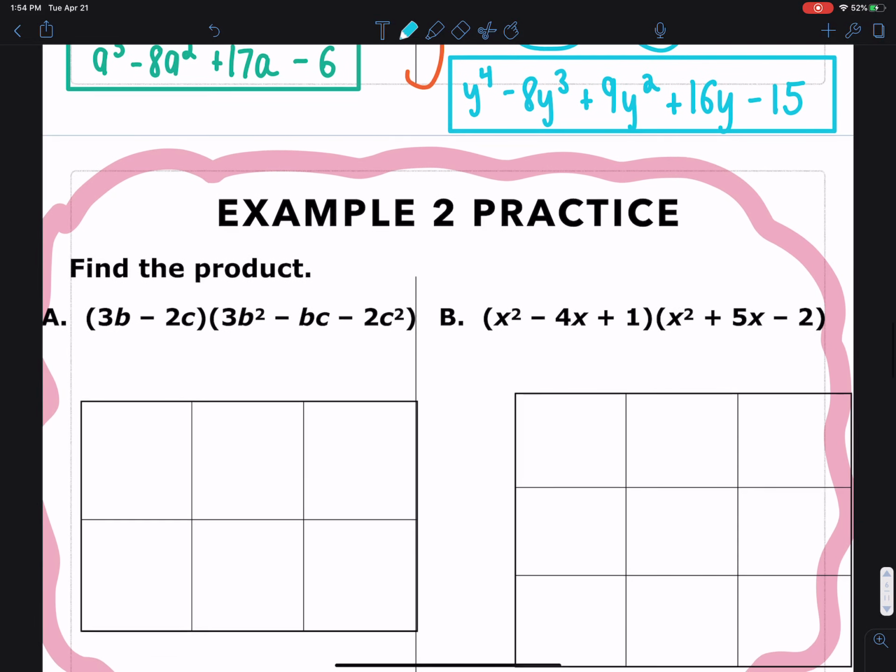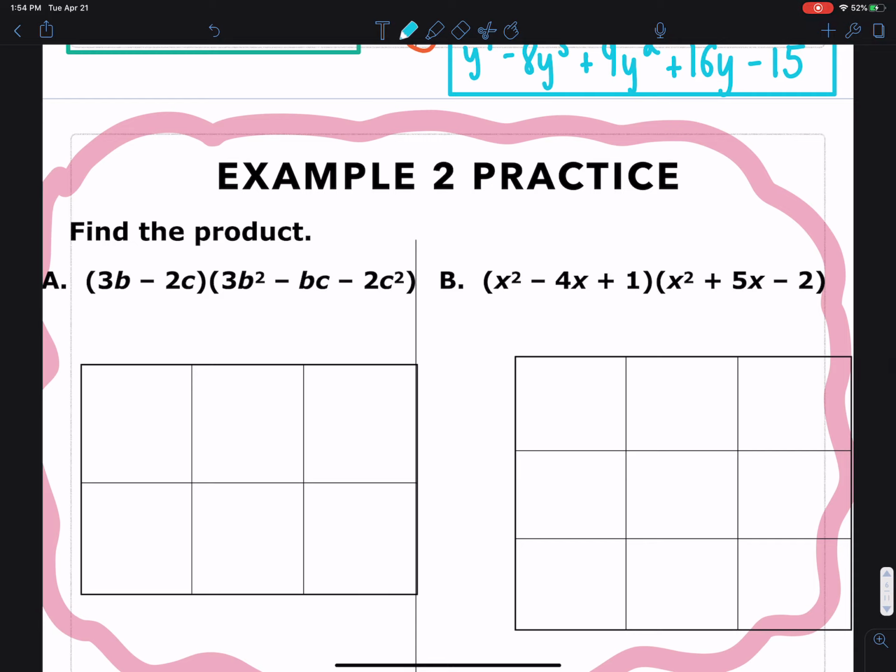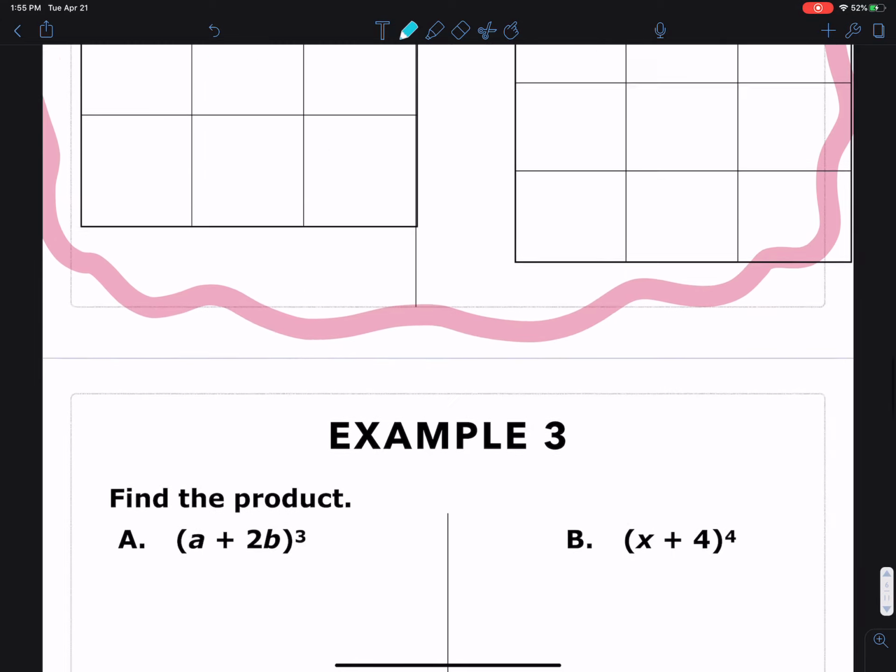Okay, so do the example 2 practice questions. Again, if you're going to just distribute, then you don't need to use the boxes. But the boxes, again, kind of keep everything nice and organized and neat. And it's probably a better way to make sure that you're more accurate, but totally up to you which method you use.